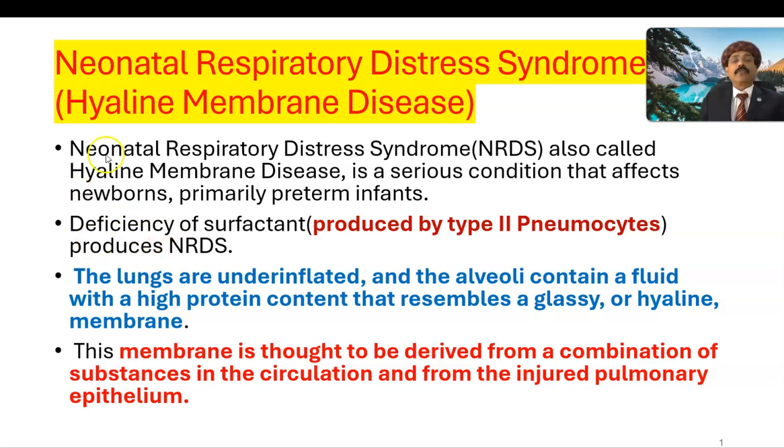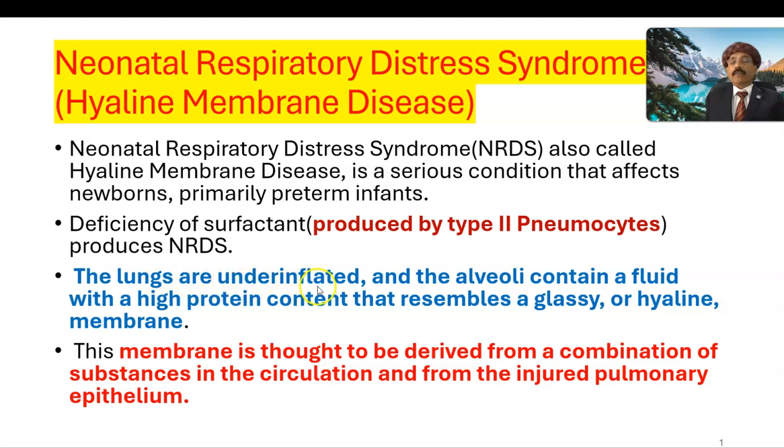Neonatal respiratory distress syndrome, also called hyaline membrane disease, is a serious condition that affects newborns, primarily preterm infants. Deficiency of surfactant produced by type 2 pneumocytes, or type 2 alveolar cells, produces NRDS, or neonatal respiratory distress syndrome.